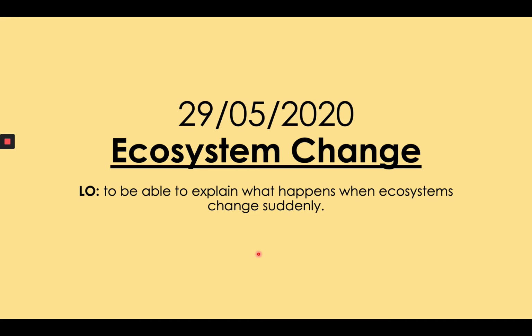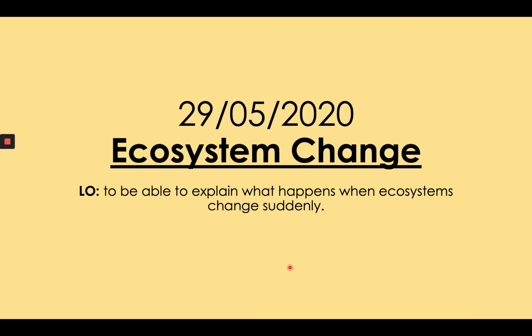Welcome students to Lesson 3 of the Living World topic. In this lesson we are going to be exploring an important idea. When an ecosystem changes suddenly, why is that a problem for the living organisms within it? Please write the date, title and learning objective and have a pen and paper ready to learn.